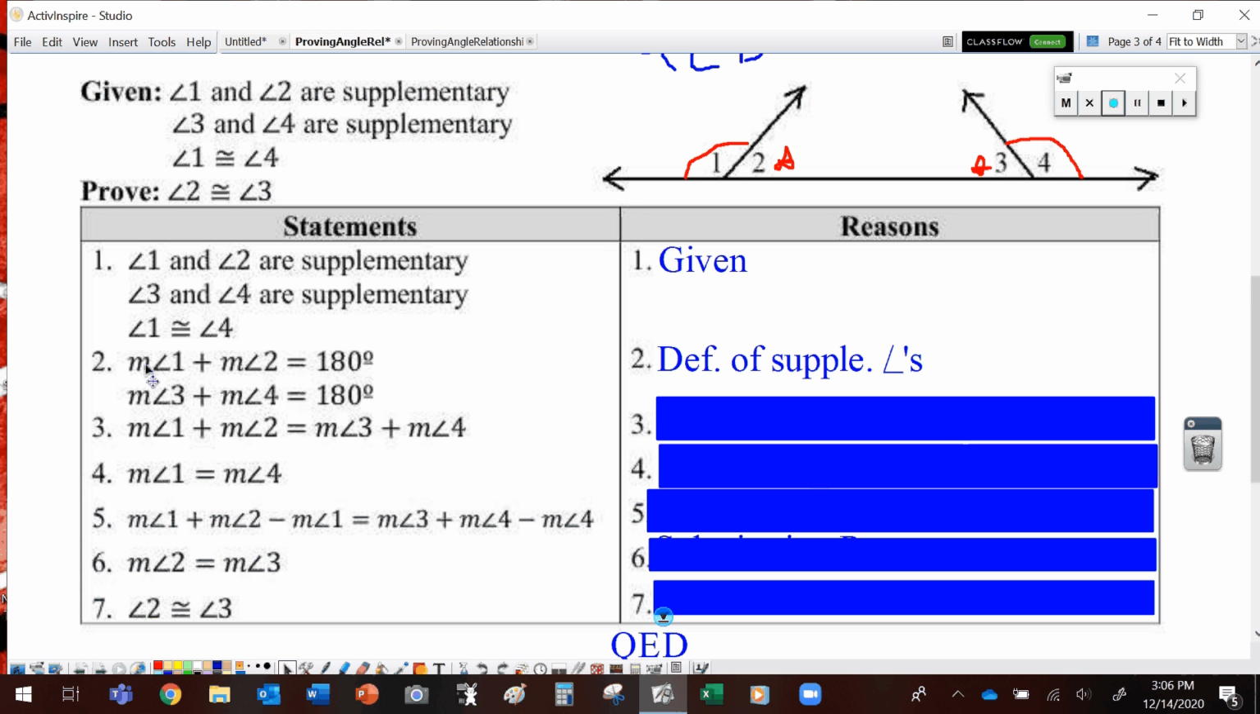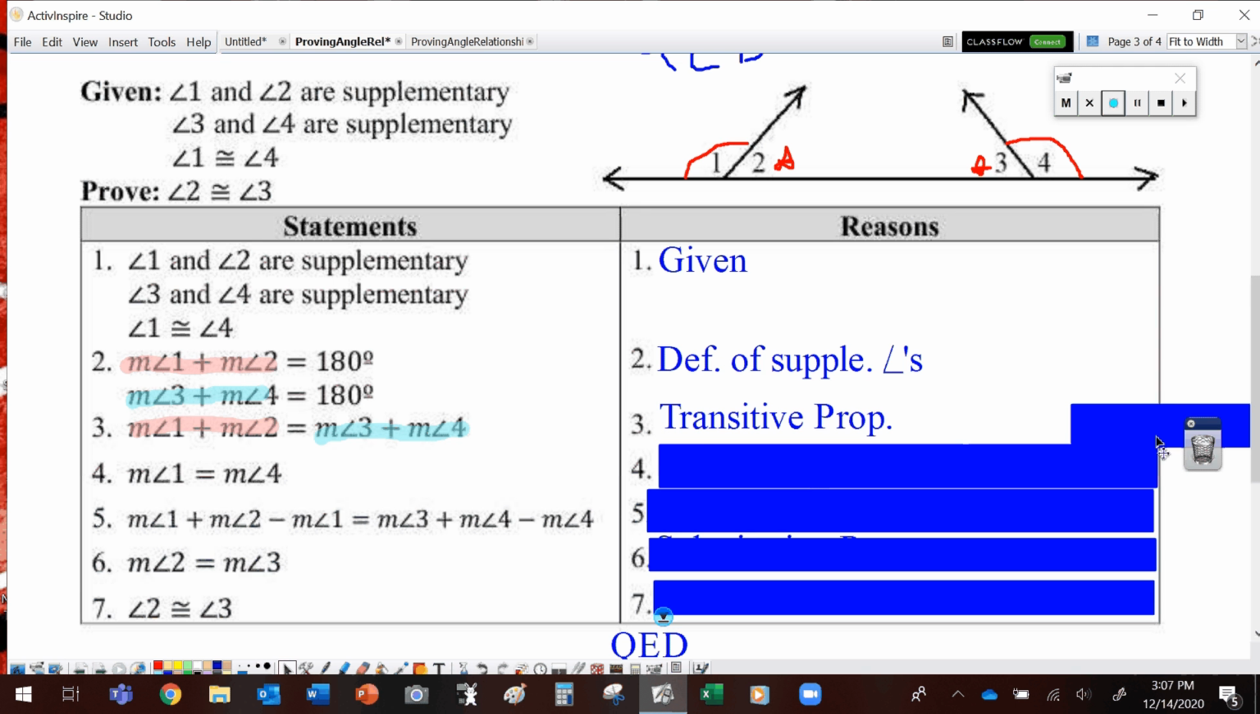Now, to get from statement 2 to statement 3, look at how it's changing. I have measure of angle 1 plus measure of angle 2, and I have that here. And I have measure of angle 3 plus measure of angle 4, and I have that here. So now instead of saying that they're each separately equal to 180 degrees, I now say that they're equal to each other. The property that allows me to cut out that middleman is the transitive property.